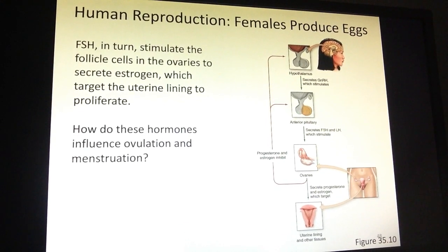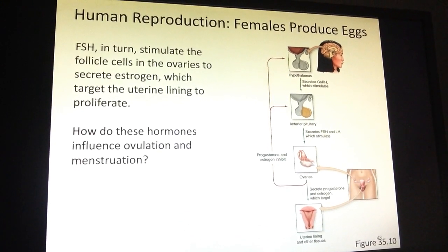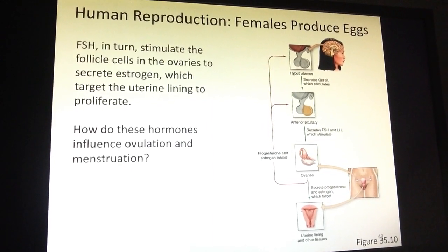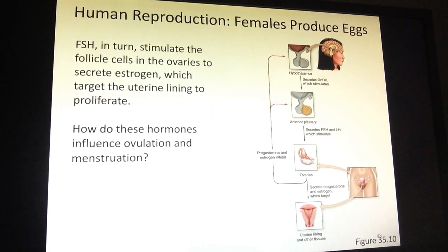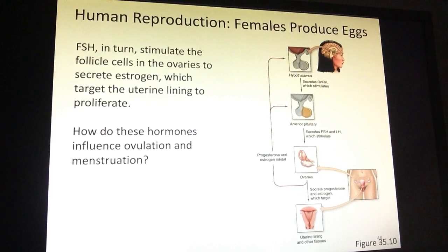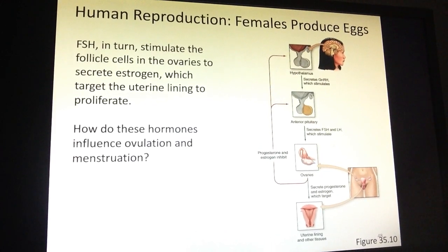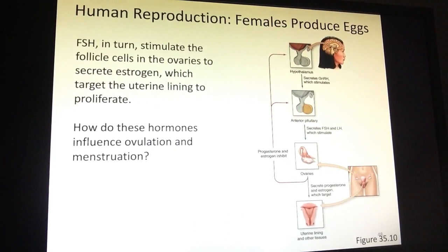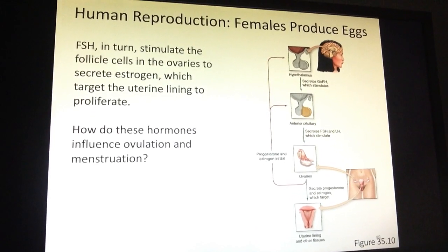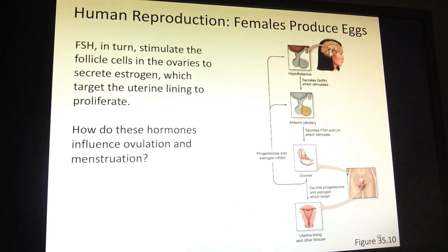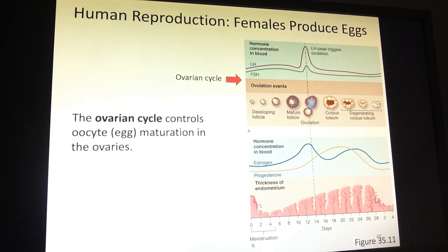So the more follicle cells that we have, if they divide by mitosis, stimulated by FSH, then they'll secrete estrogen. If there's more of them, then we'll have more estrogen. And as that estrogen level rises, that's what the hypothalamus senses and then triggers the release of LH.